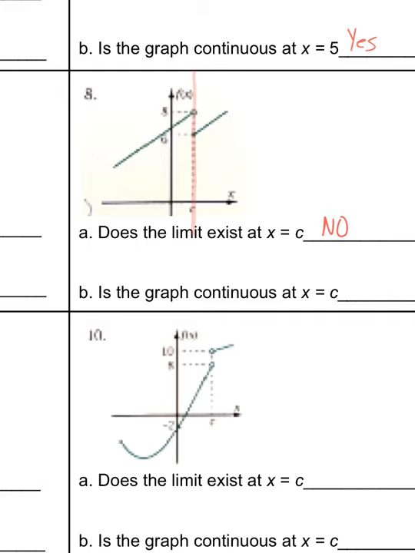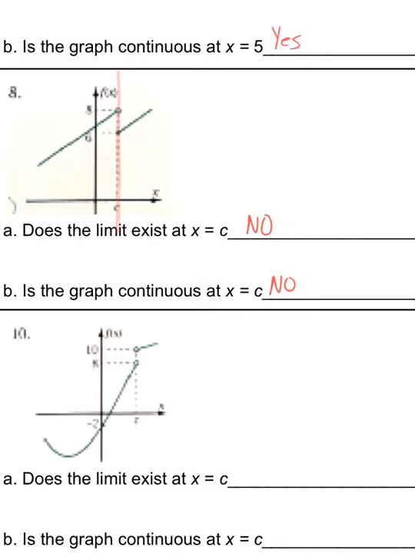Is the graph continuous? Well, we have step 1, there is a y value, but we don't have step 2. So we would say the graph is not continuous. We would say that the limit as x approaches c of our function DNE, and that is step number 2.